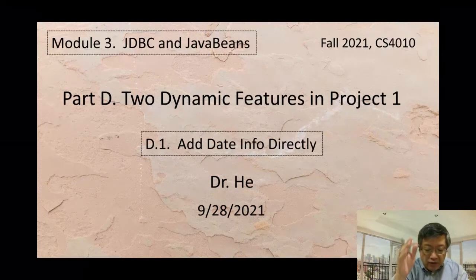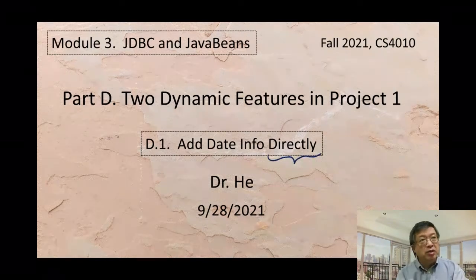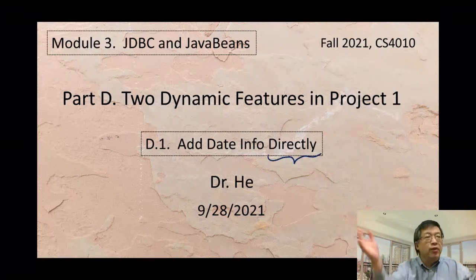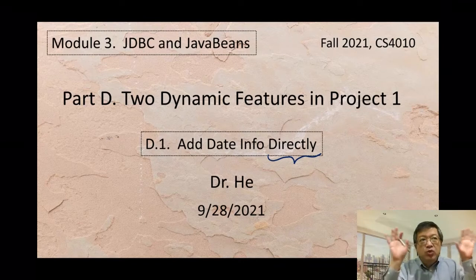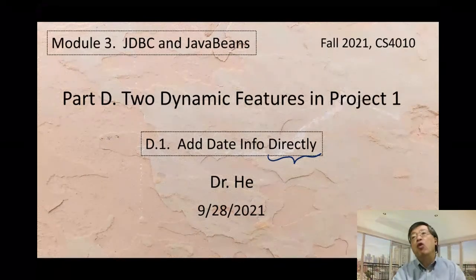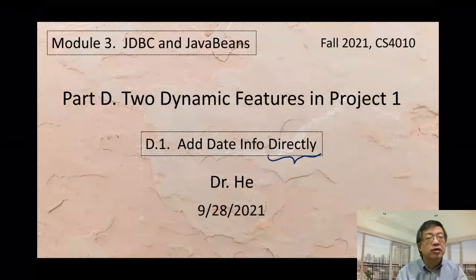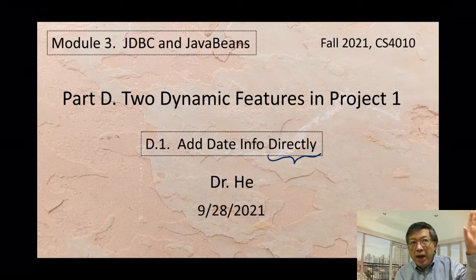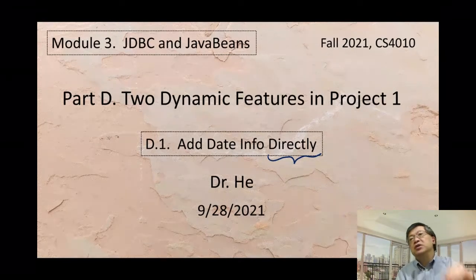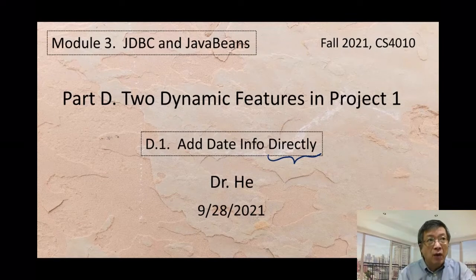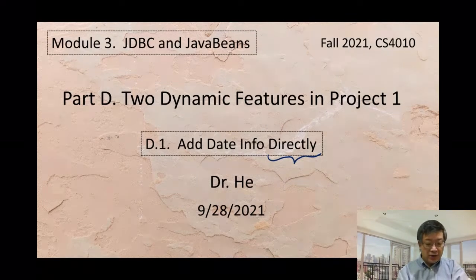Add date info directly. So here, after we get the date information, we print it out directly. That means we do not do any format. In the second video, I will do certain formatting. So if you like the formatting way, you can choose the way we will use in our second video. All right, so let's start.